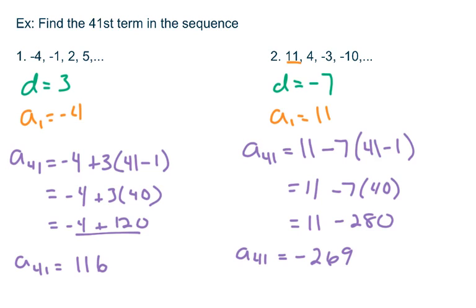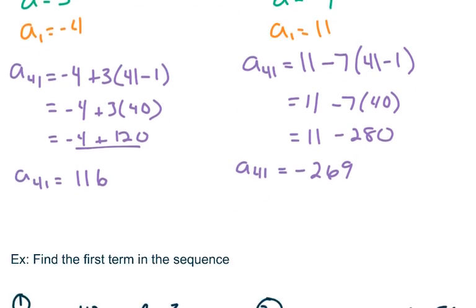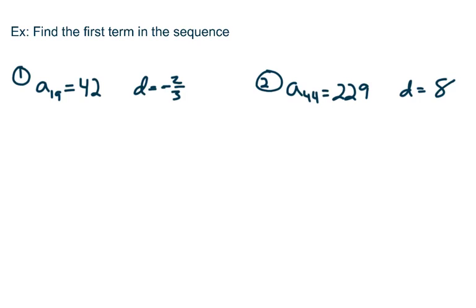Again, rather than writing out all 41 terms, or the first 41 terms of this sequence to figure it out, we can use our recursive formula to easily and quickly find the 41st term. Now, what if I told you something different? What if I gave you the 19th term or the 44th term, like I have in these two examples here, and I said, find the first term? We can do the exact same thing. We just need to solve for a different variable in our formula.